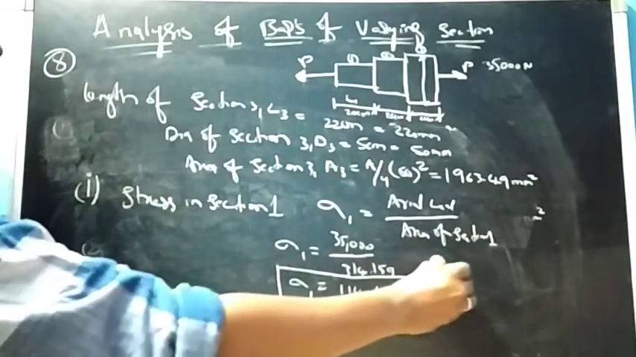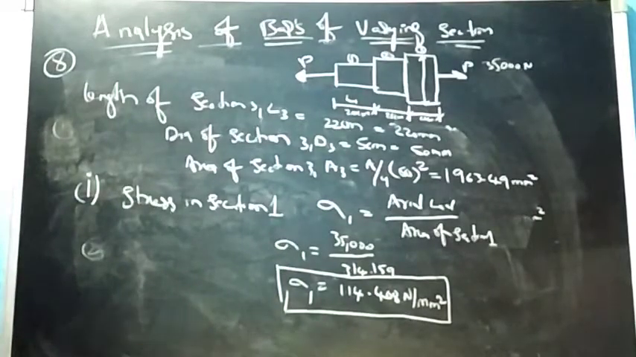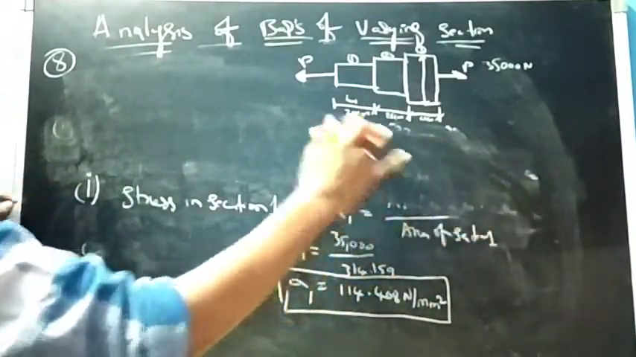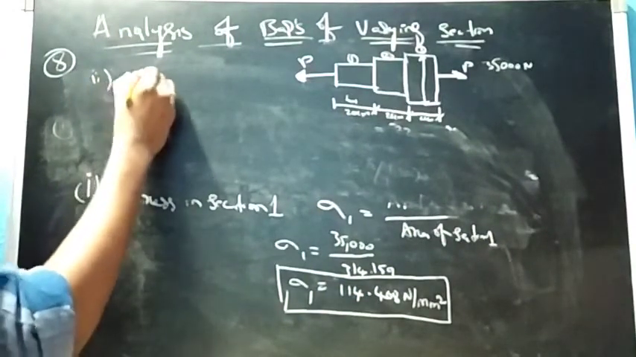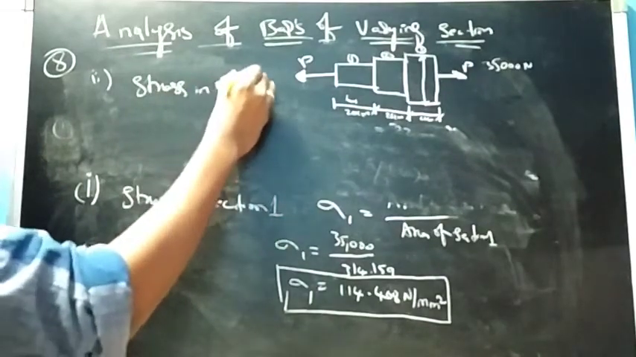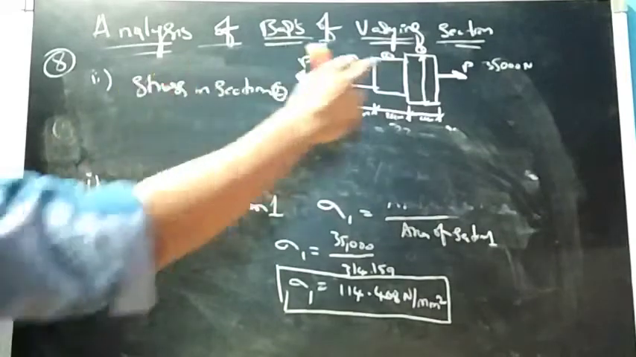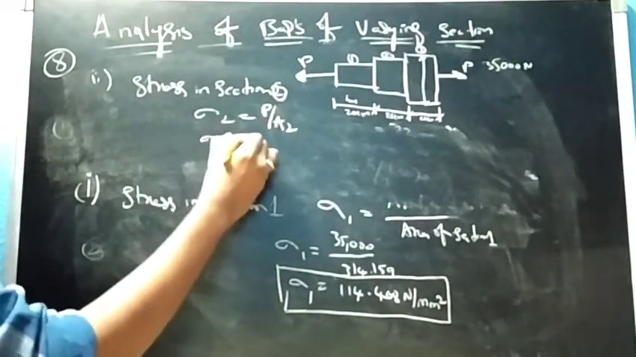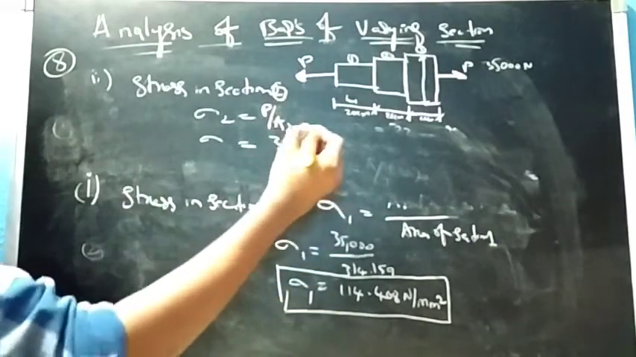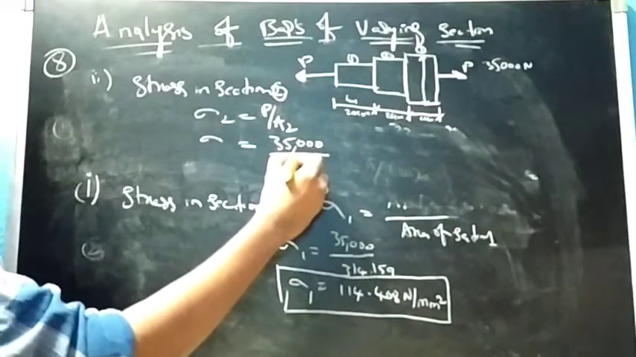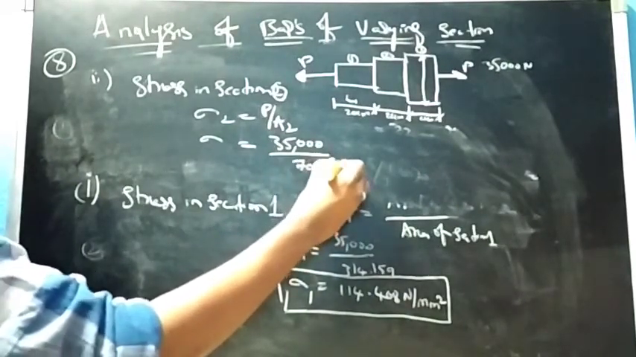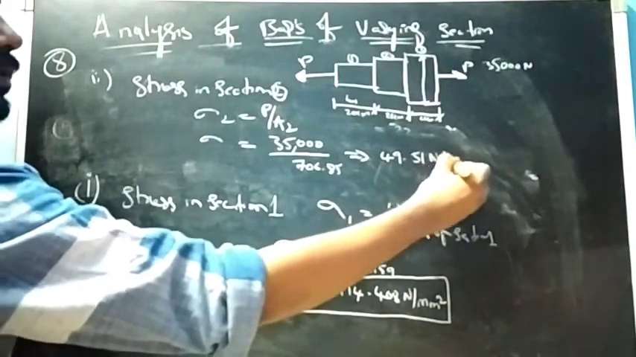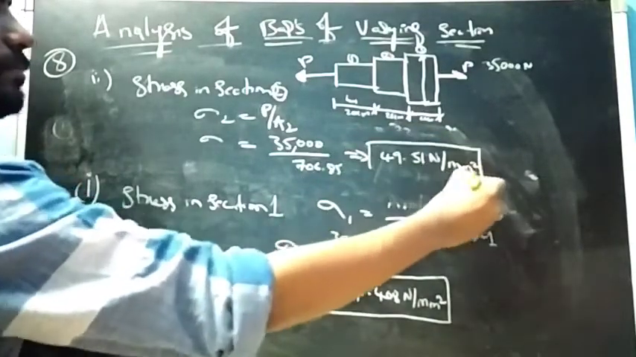So this is for section 1. For section 2, we'll find out the stress in section 2. So it will be sigma 2 equals P upon A2, the load is uniform, that is 35,000 newtons upon area 2, we got 706.85. So sigma 2 will become 49.51 Newton per mm square, right? So this will be sigma 2.